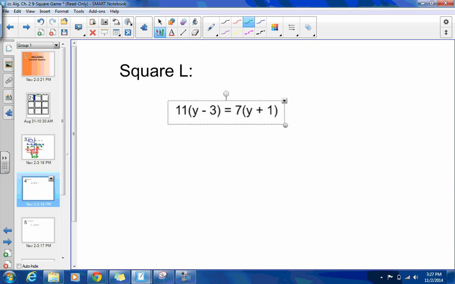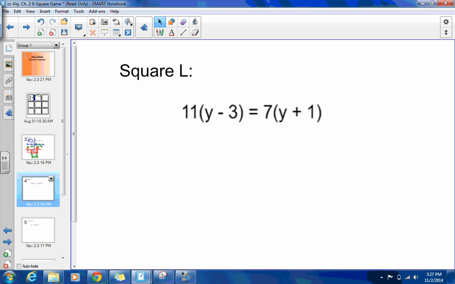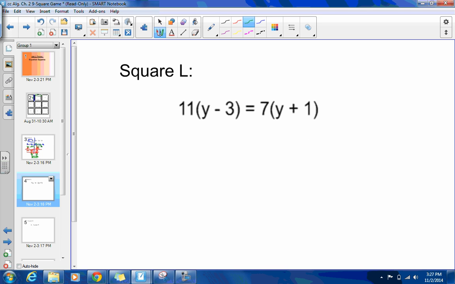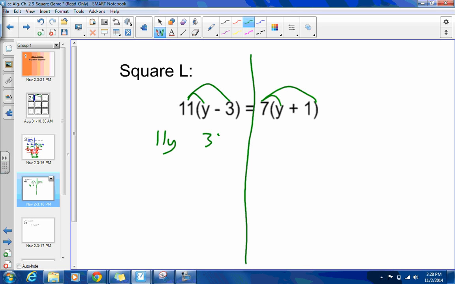You might realize that both sides look like we can use the distributive property. So we're going to do that. We're going to distribute over here and over here, separately on their own sides. So that would be 11 times y, which is 11y, and 11 times 3, which is 33. And you keep that subtraction sign. If you wanted to, you could think of it as plus negative 3 here, and do 11y plus negative 33, which would be exactly the same.